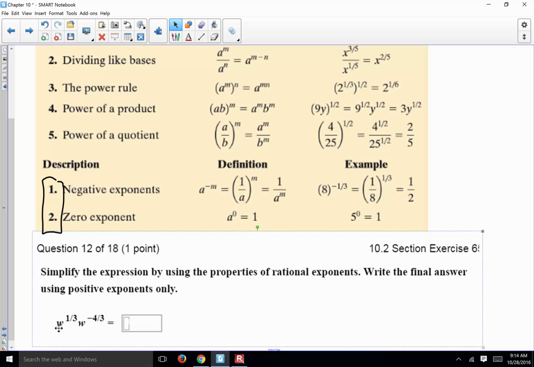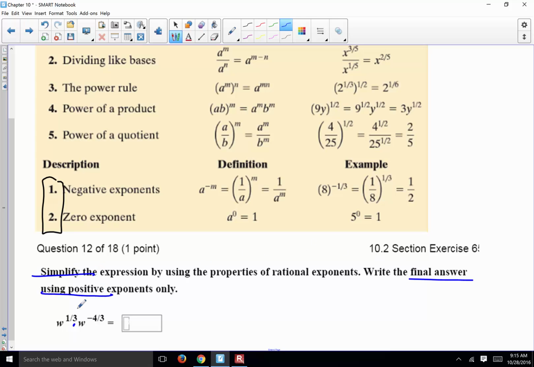I have a base raised to an exponent, and the same base w raised to another exponent, and they want us to combine them into a single expression. Simplify it and write your answer using positive exponents only. That's the second part. But how do you simplify this? How do you bring them into one, basically? We add the exponents, right? So it's 1/3 add -4/3.